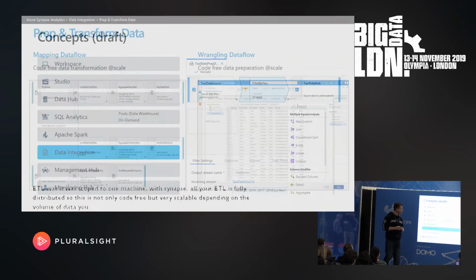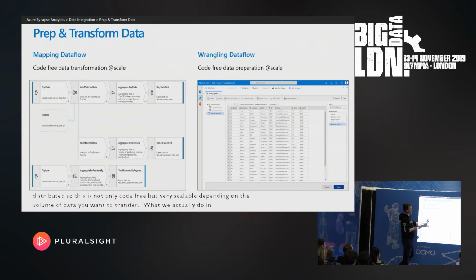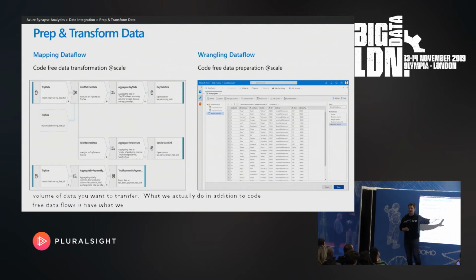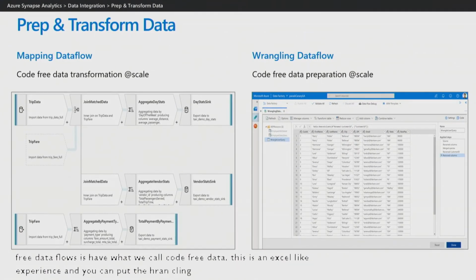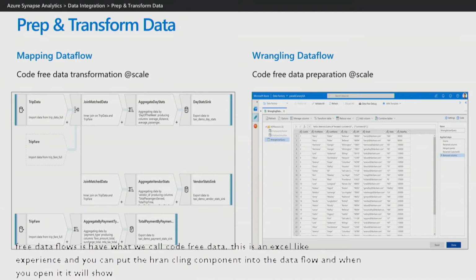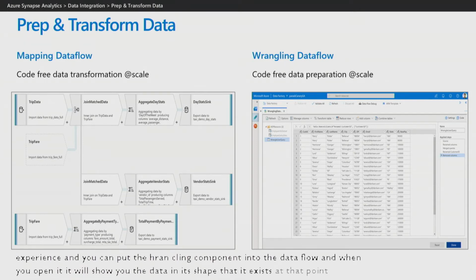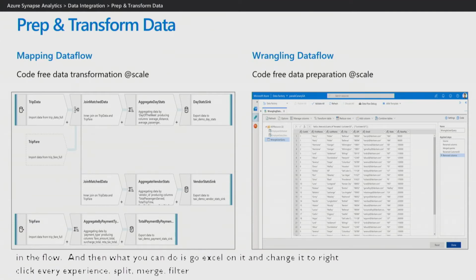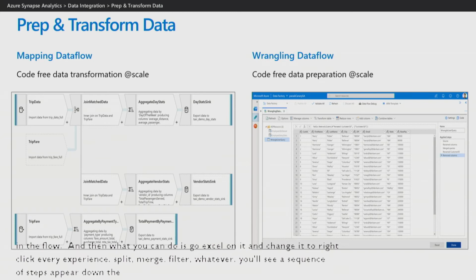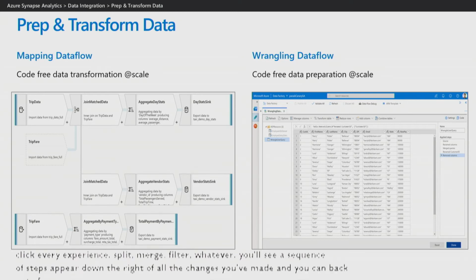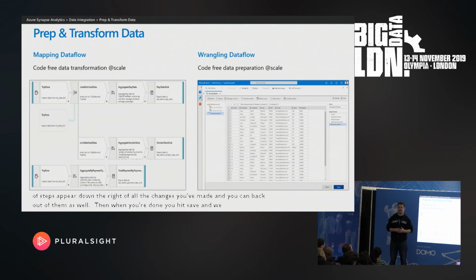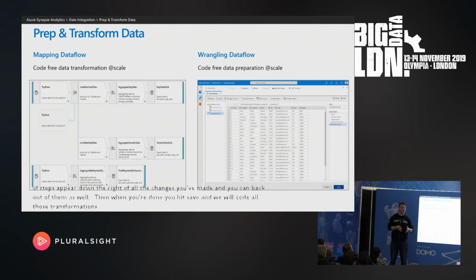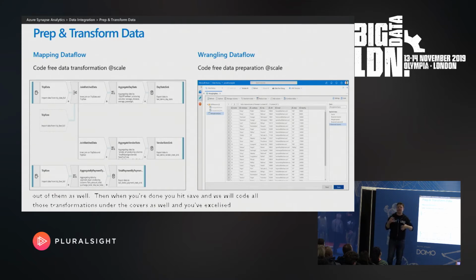What we actually do in addition to code-free data flows is also have what we call code-free data wrangling. This is an Excel-like experience. And you can put the wrangling component into the data flow, and when you open it, it will show you the data in the shape that it exists at that point in the flow. And then what you can do is go Excel on it, and change it. It's a right-click heavy experience to split, merge, filter, do whatever. You'll see a sequence of steps appear down the right-hand side of all of the changes you've made. You can back out of them as well. And then when you're done, you just hit save, and we will code gen all of those transformations under the covers as well. And you've basically just Excelized your data flow rather than needing to code it or build a whole lot of transformation.